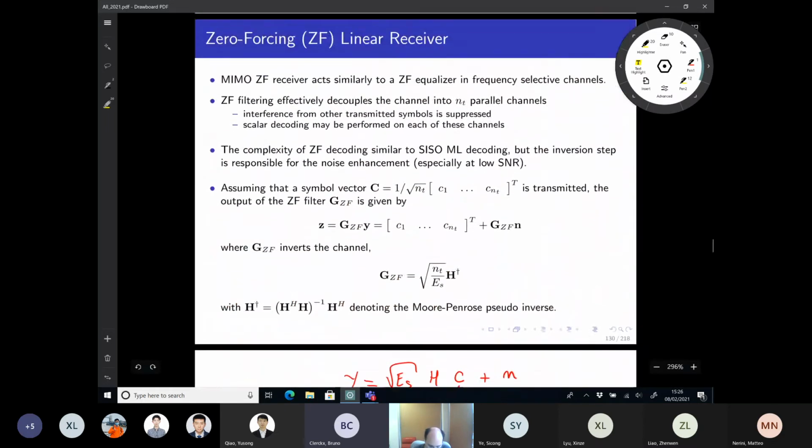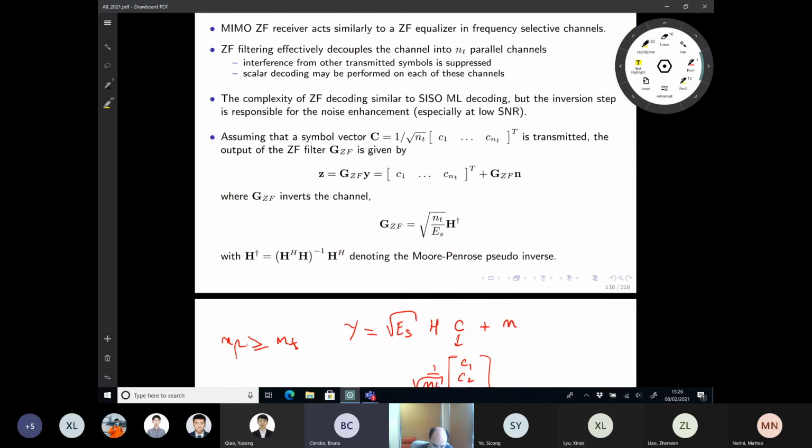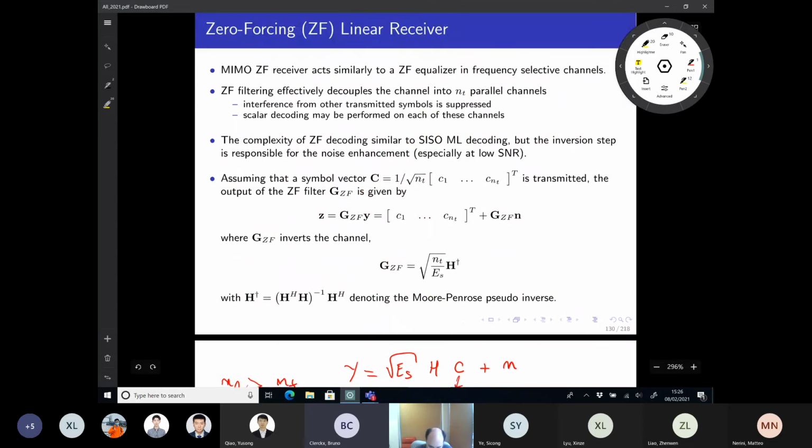In general, if you have NR that is larger than NT, what you can do, you can still inverse the channel, and to inverse the channels, you do pseudo inverse. The pseudo inverse is given by this. For those who are familiar, it has a specific property. But essentially, this is a generalized version of an inverse.